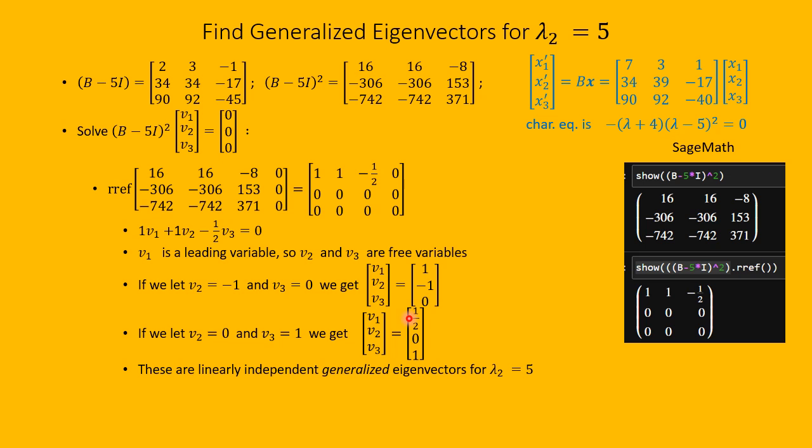And we only get two generalized eigenvectors for lambda equals 5 because the algebraic multiplicity of the eigenvalue 5 was 2. So these are two linearly independent generalized eigenvectors corresponding to this eigenvalue.